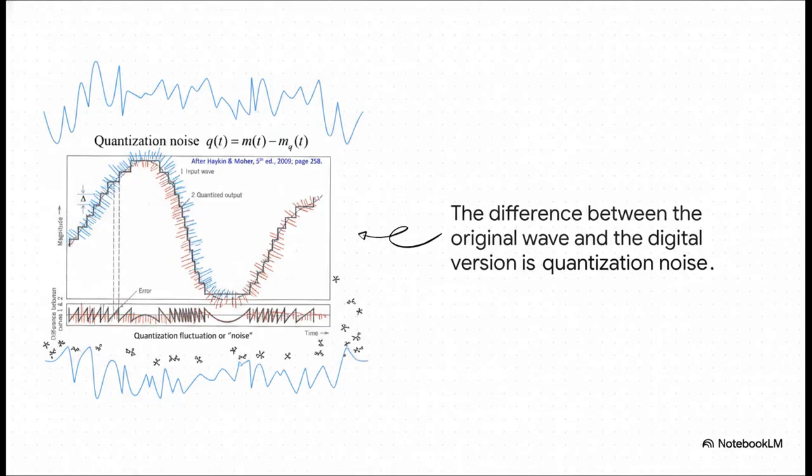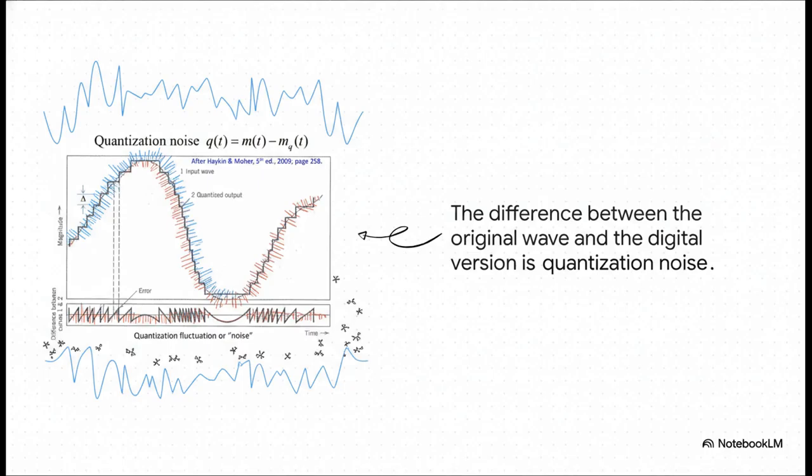And this slide shows the problem perfectly. The smooth line is the original, real-world signal. The blocky stair-step line is our digital version. That little gap between them, that's the rounding error. At the bottom, that jagged line is just all those tiny errors added together. In the real world, this shows up as a faint background hiss or static.